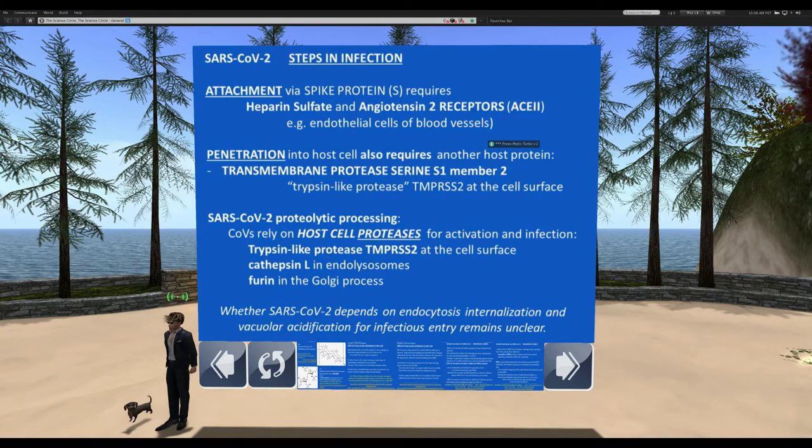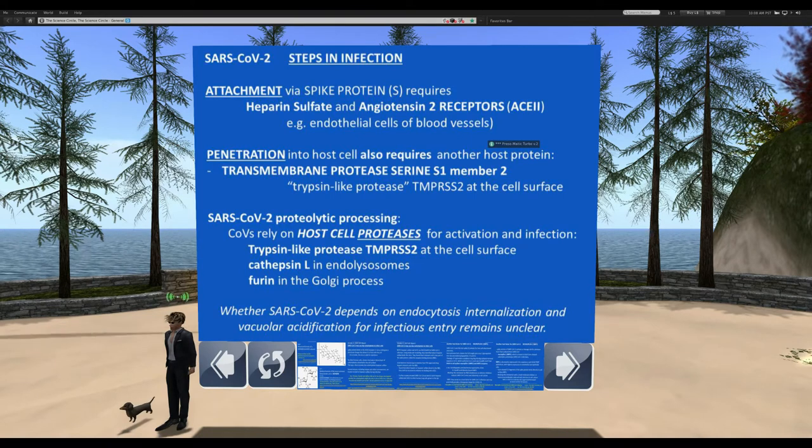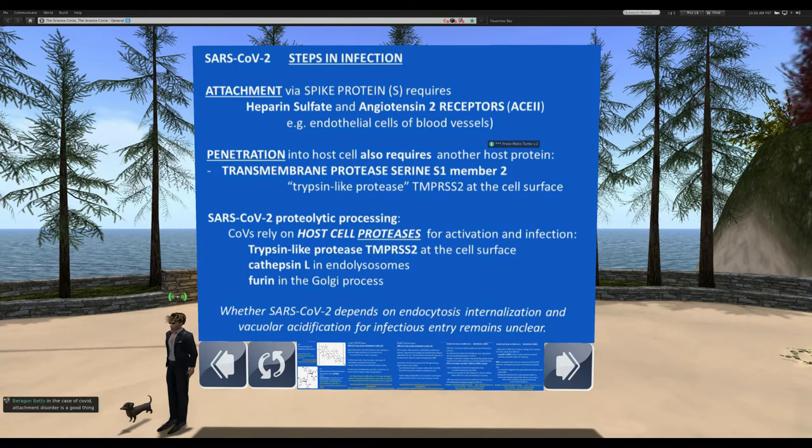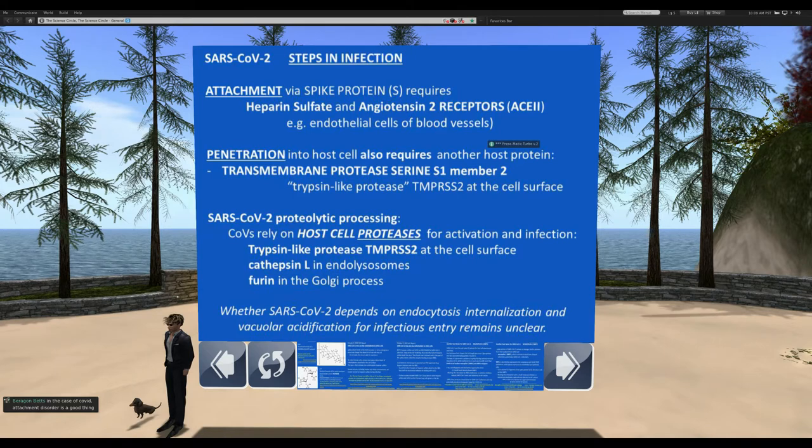Something that I wasn't aware of, I don't think was known generally last February, but heparin sulfate, which is on every mammalian cell, is part of the attachment process. I'll talk about that in a minute.